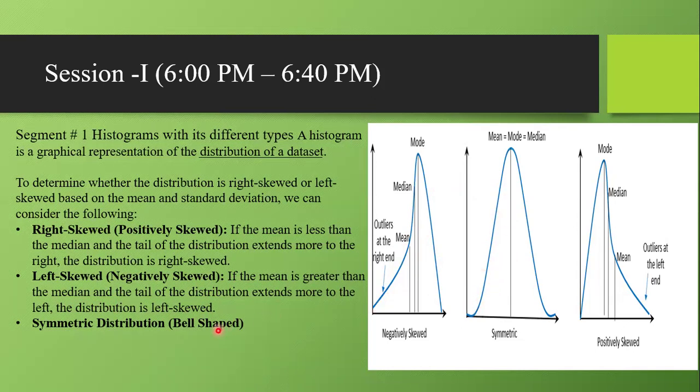The ideal shape of your distribution, if you create the histogram of your data set, the shape which confirms the normality of your data, is the symmetric distribution. So if we need to take a decision based on the histogram whether our data is normal or not, we need to see its distribution. If the distribution is in symmetric shape, meaning it is bell shaped, we consider our data set to be normal.